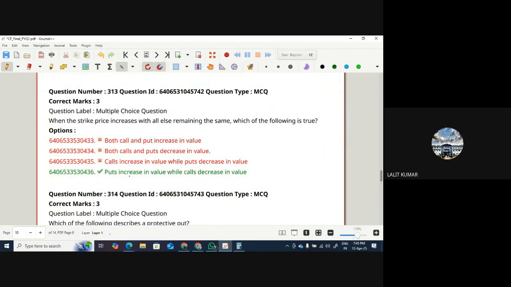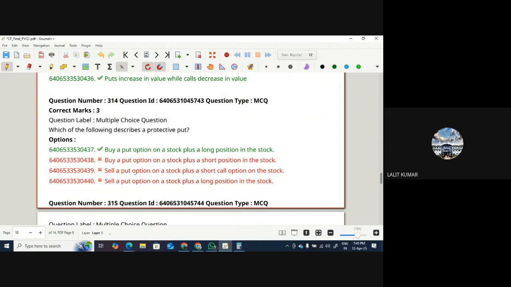When the strike price increases with all else remaining the same, what we have seen is that if X increases, C0 decreases and P0 increases. So put will increase, but call will decrease. Is that okay? Yes, sir.